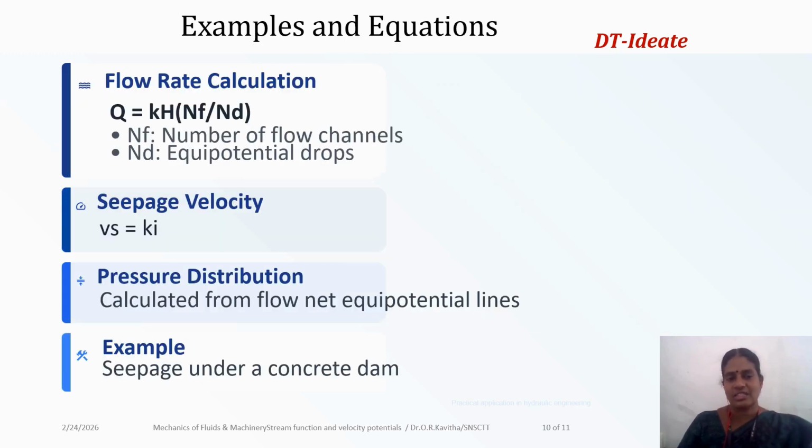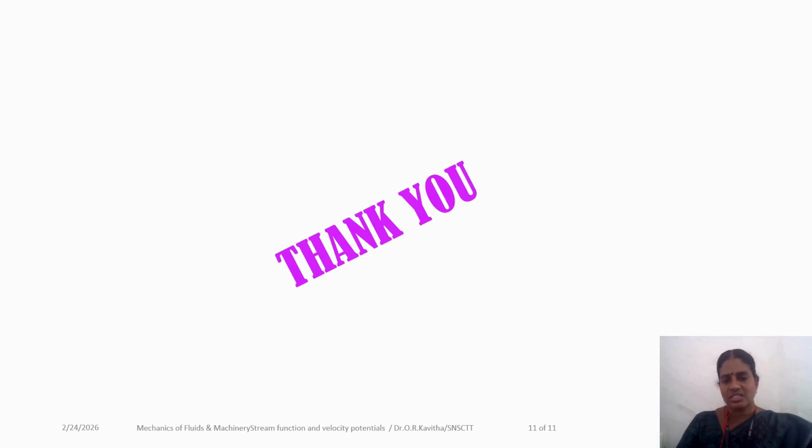And if you take some examples, the equations, the flow rate calculation, the seepage velocity, and the pressure distribution, and the best example is seepage under a concrete dam. These are the topics you have studied. We have studied what the streamline and equipotential line are, how the flow patterns are, and how we draw flow nets using the streamline and the velocity potential. Thank you for listening to this video. Thank you.